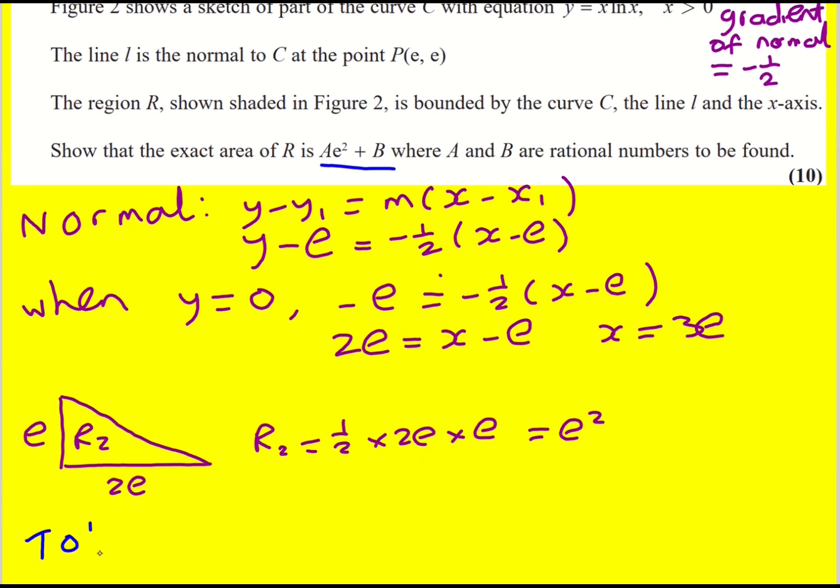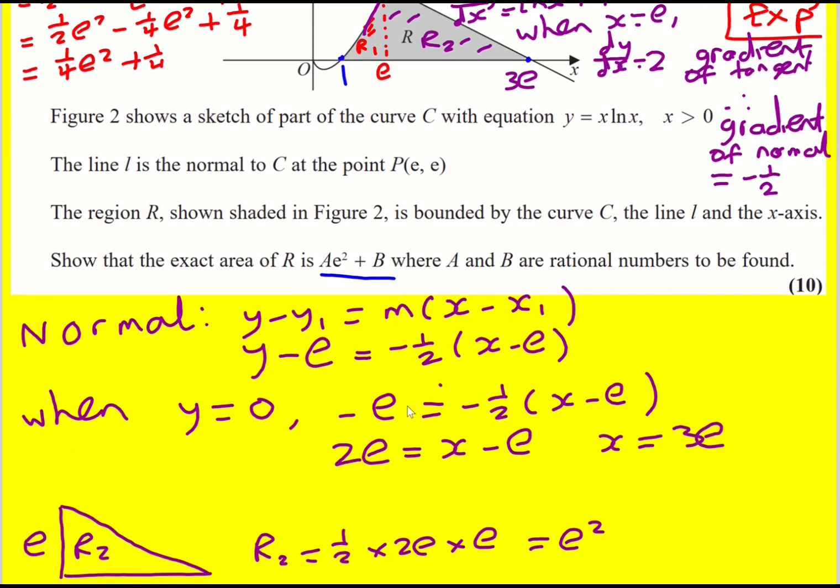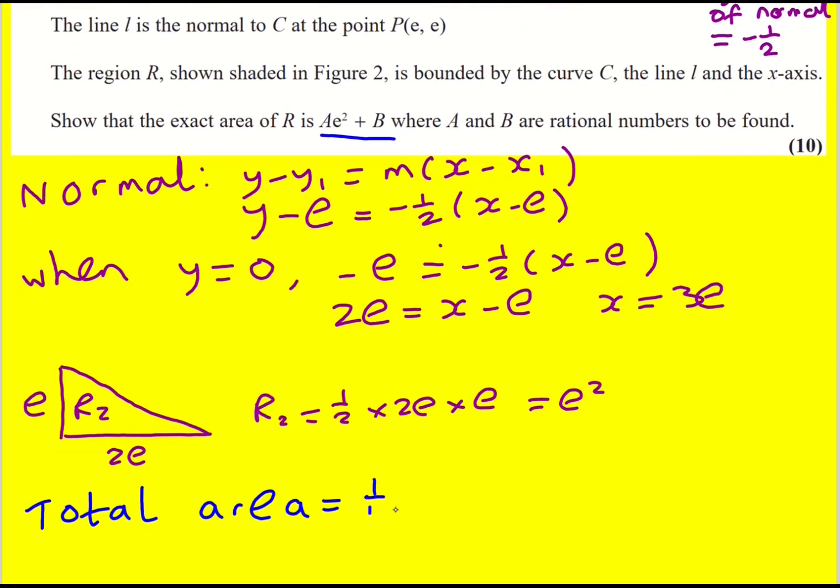Finally, the total area is our area from before, a quarter e squared plus a quarter, plus this e squared that we get for the R2. Bring that together to give 5 over 4 e squared plus a quarter.